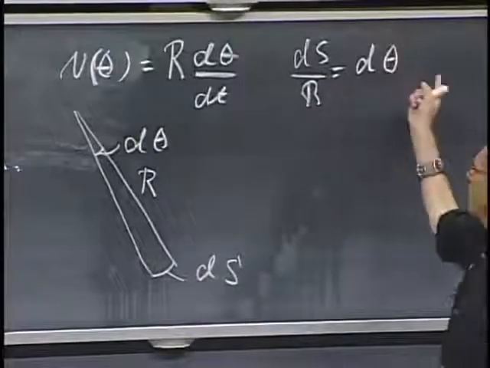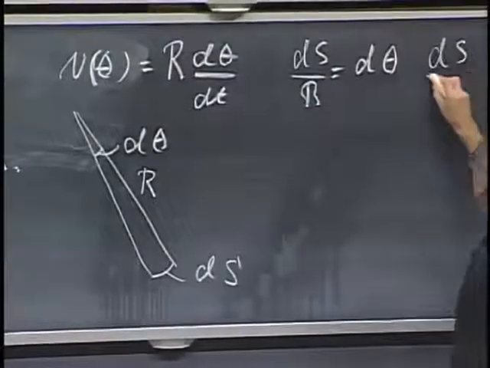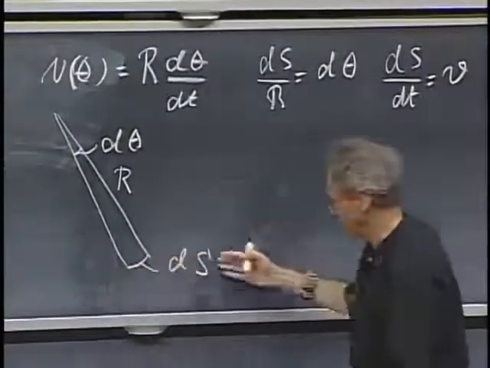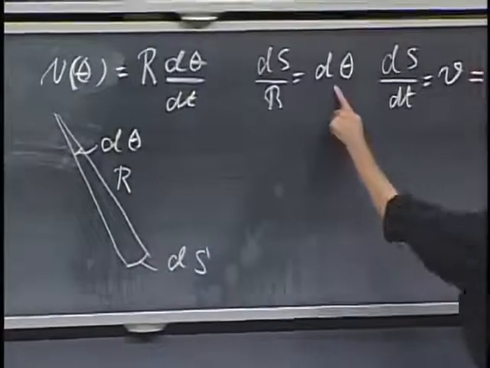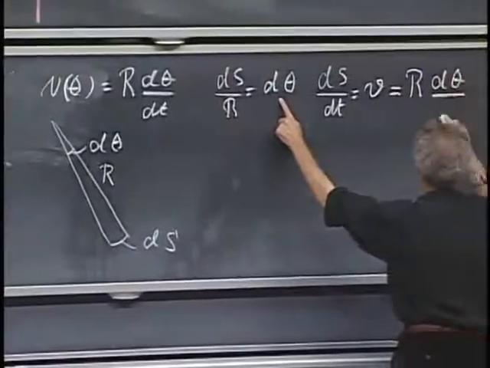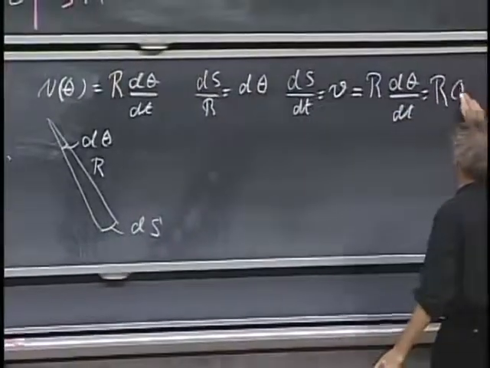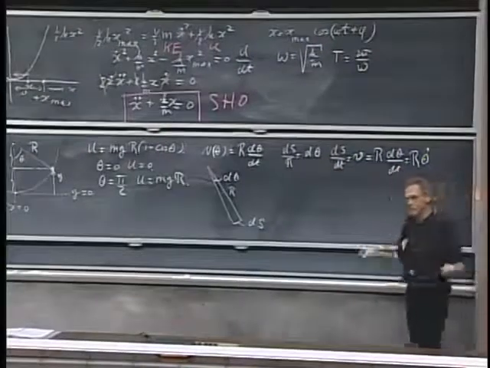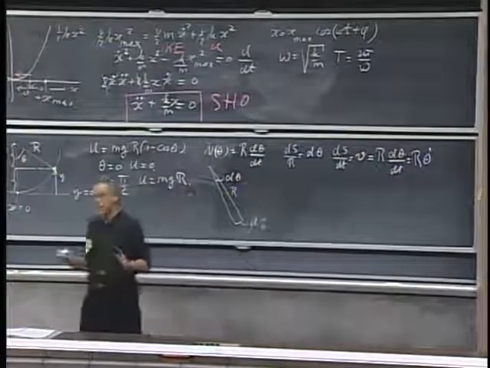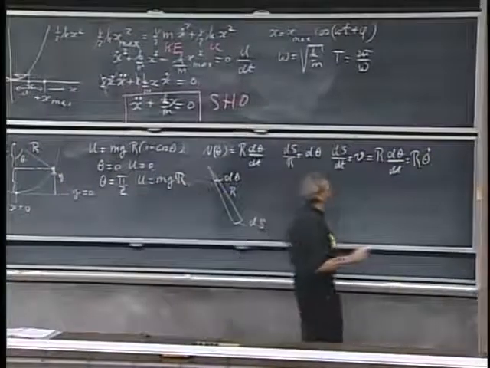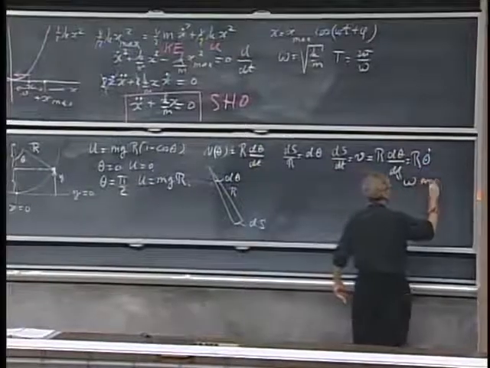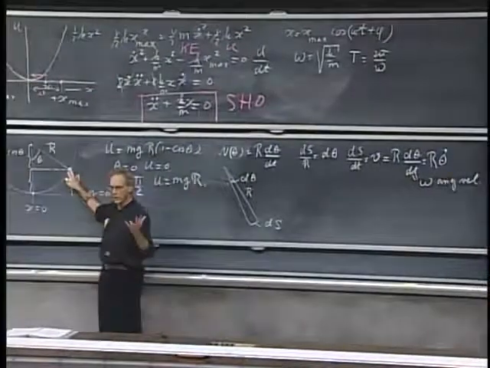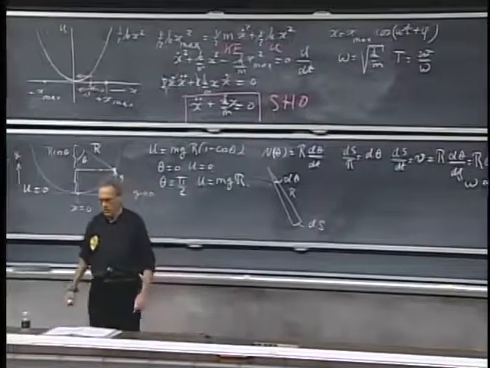So I take the time derivative, left and right. So I get ds/dt, which, of course, is the tangential velocity along that arc, equals r times d theta/dt, for which you can write r theta dot. d theta/dt is sometimes called omega, which is the angular velocity. But keep in mind that in this case, the angular velocity omega is changing with time. The angular velocity is 0 when you release it, and is a maximum when it goes to the lowest point.